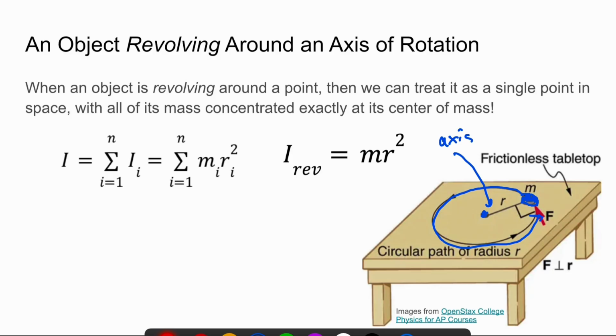So we're moving that mass around that axis of rotation, which means that if we take our sum of our mass times our radius squared, we end up with this equation, because we actually could treat our entire mass as a single point that is centered exactly at its center of mass. So if we just take the location of that center of mass as the radius, and we square that times the mass of our entire object, we end up with our moment of inertia equals m r squared.